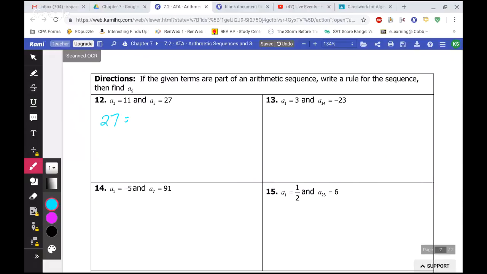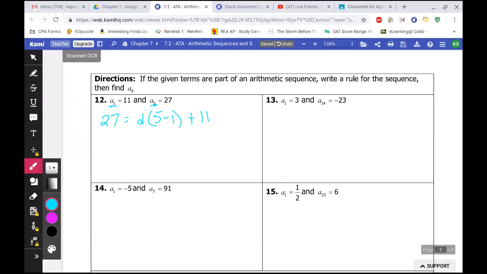And then we don't know what the common difference is, but we do know 5 minus 1. That's the distance between this term and this term. And we do know the value of the first term. So we can plug in certain things that we know.